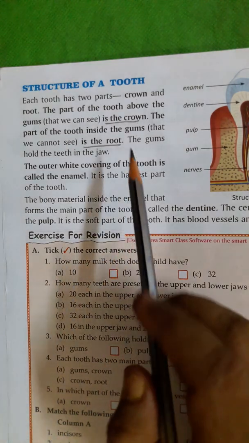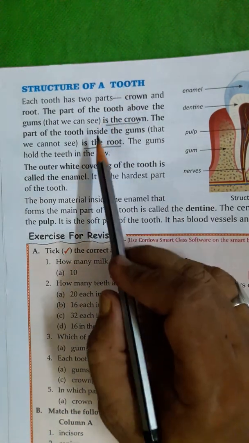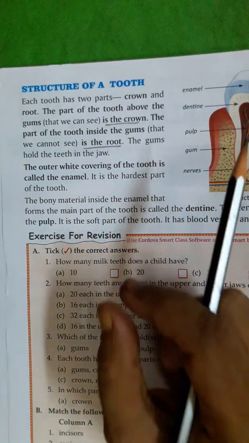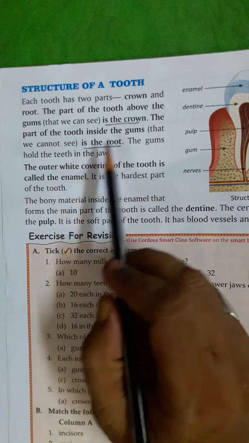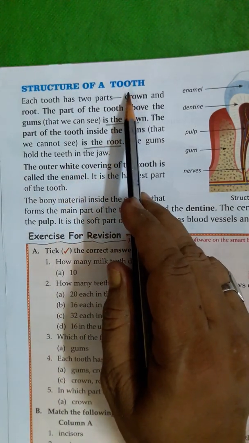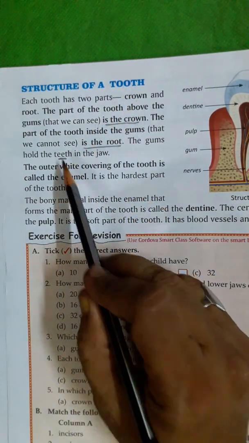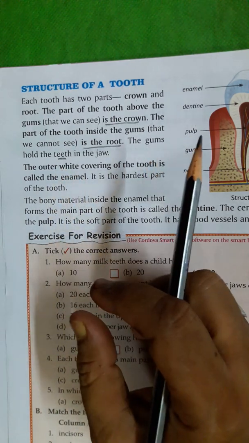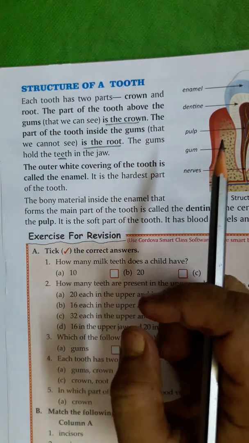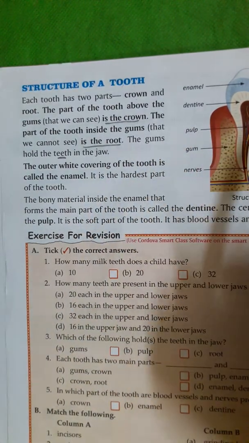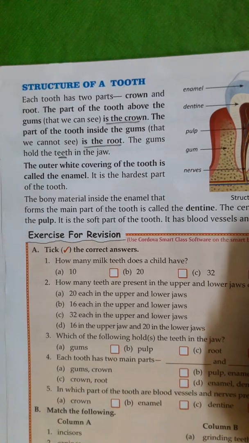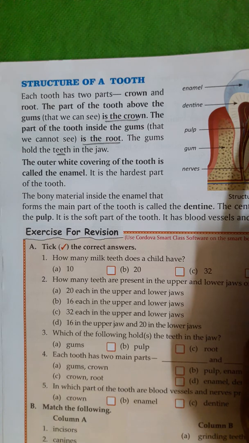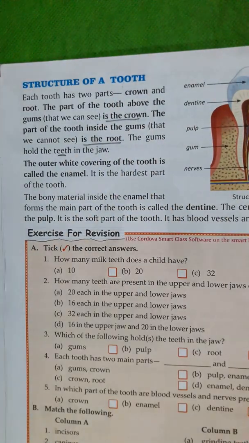Now, one more thing you must remember. You must be wondering what is tooth and teeth. Class 4, tooth is singular when we are talking about one, and teeth is the plural. Teeth is the plural when we talk about more than one tooth. When there are two or more like this, we call it teeth, and a single piece is known as tooth. Clear?